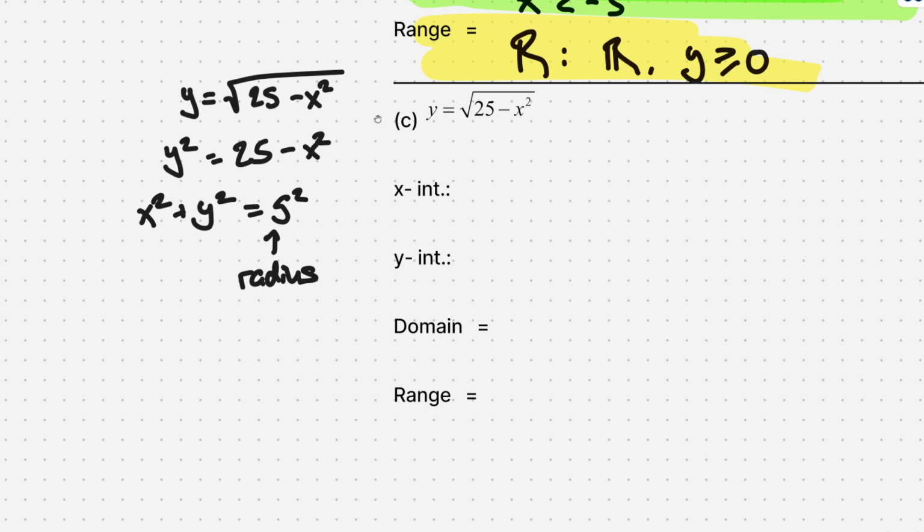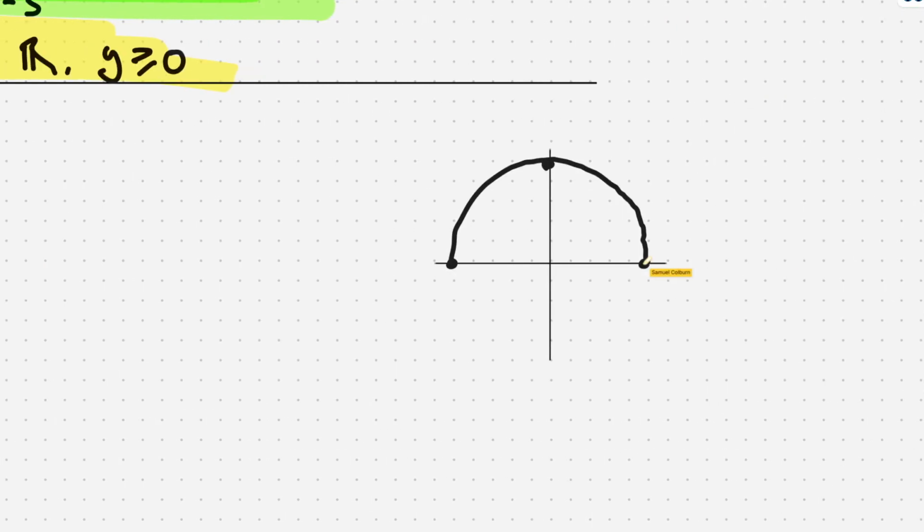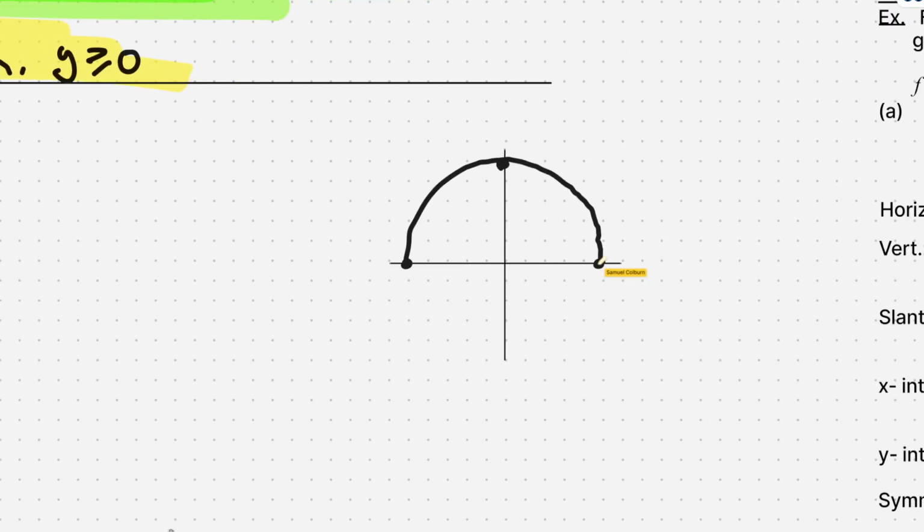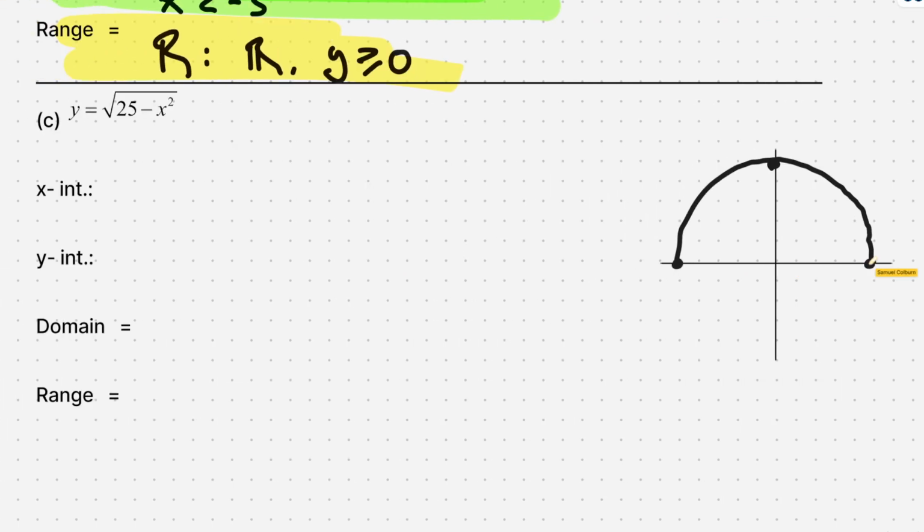So we have our center at the origin, and 1, 2, 3, 4, 5 in each direction. That is a sketch of our function. And so just by looking at the sketch, I can already fill out all of these questions. If I didn't know that this was a semicircle by looking at the equation, again, we could use our other strategy, plugging in 0 for x, plugging in 0 for y, and we'll get the same answers.